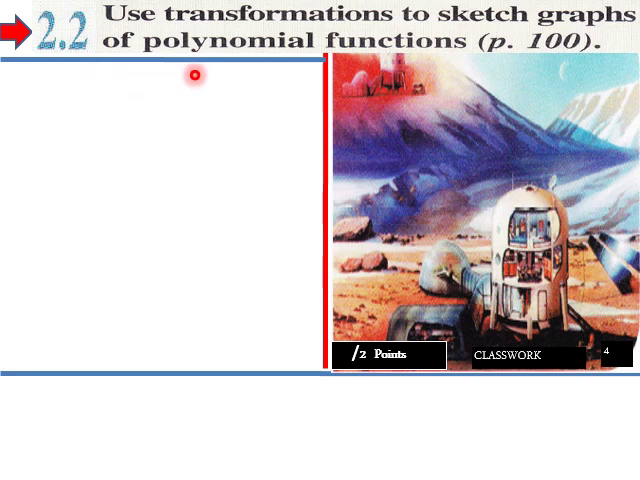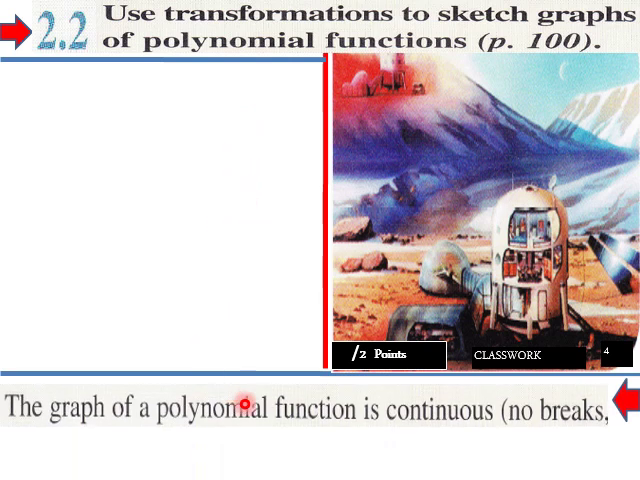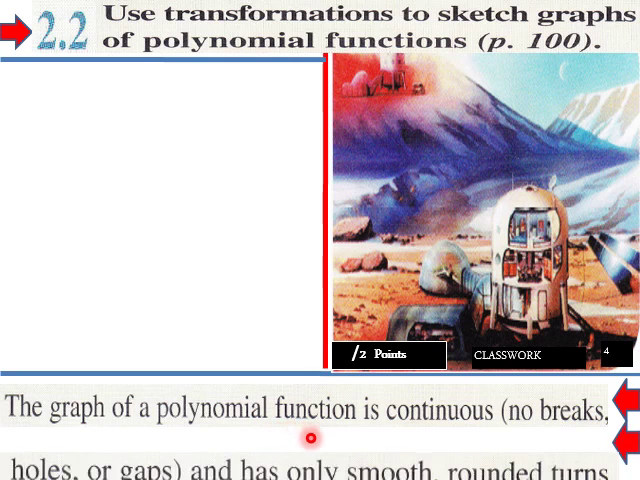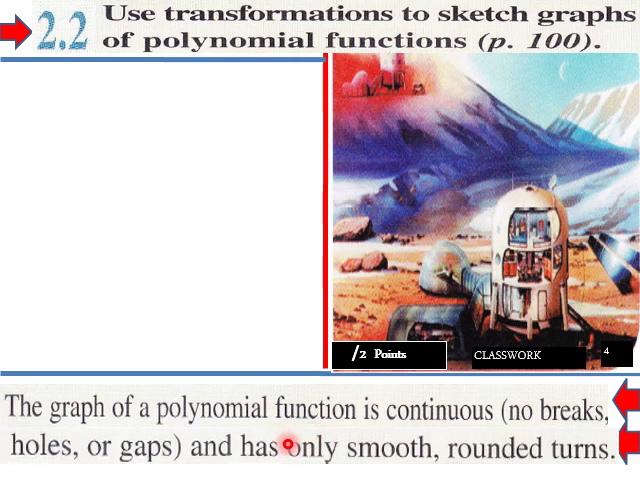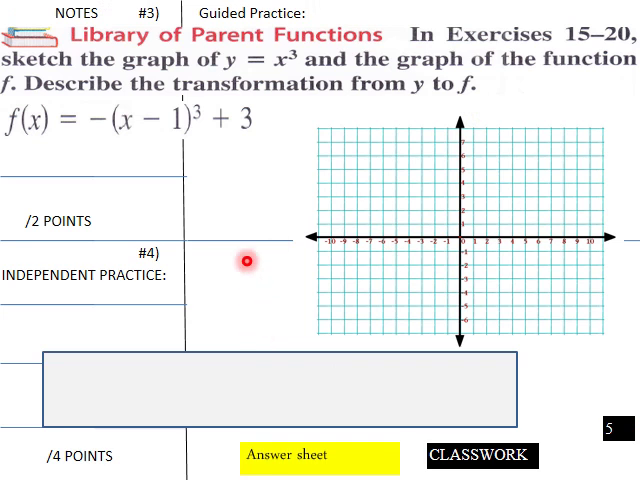Okay, so for 2.2, using transformations to sketch graphs of polynomial functions, that was what 2.2 was about. The graph of a polynomial function is continuous, no breaks, holes, or gaps, and has only smooth, rounded turns.